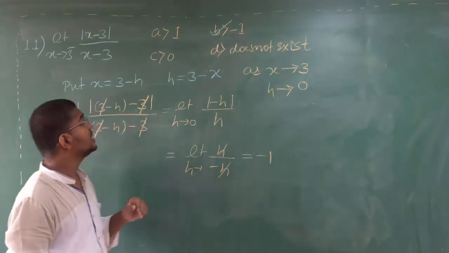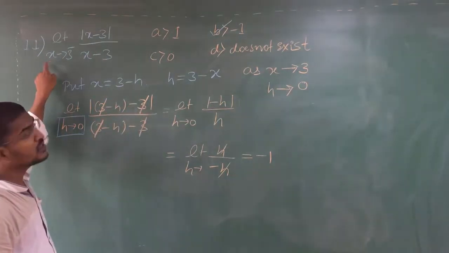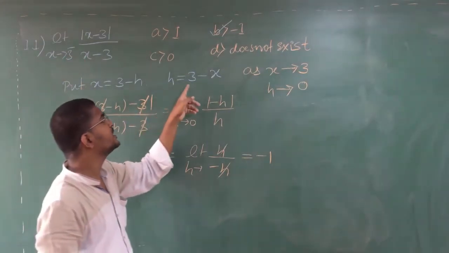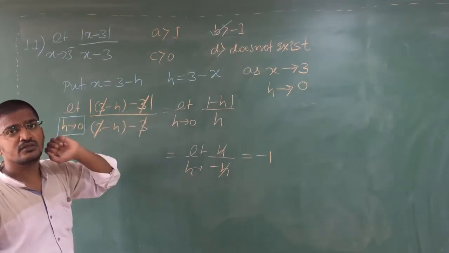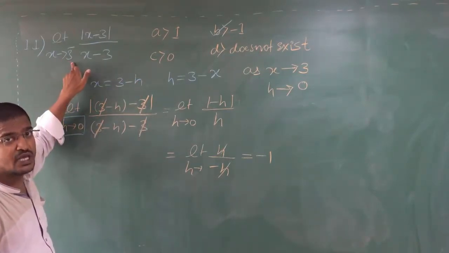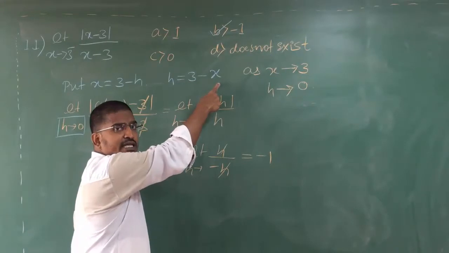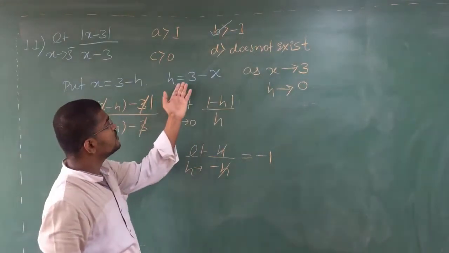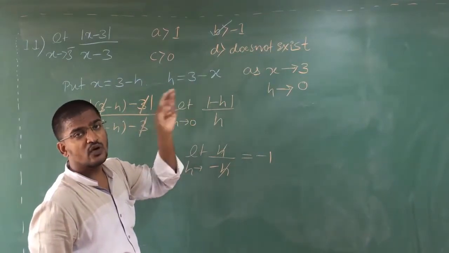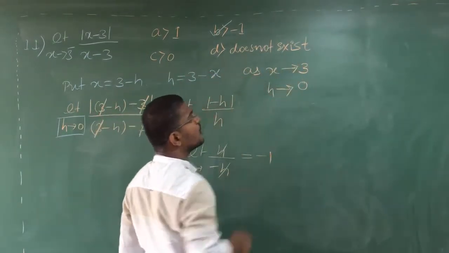So from this problem we can see that if I put x equal to 3 minus h, why only 3 minus h? Because x is going to 3 from left hand side. Please remember it. So that's why we take it as 3 minus h. Please remember 3 points. We are putting x equal to 3 minus h because x is going from left hand side of 3. This is first thing. Second thing, if x equal to 3 minus h, h will be equal to 3 minus x. Are you clear? That is your second point. Then what is your third point? As x goes to 3, h goes to 0. Have you got my point?